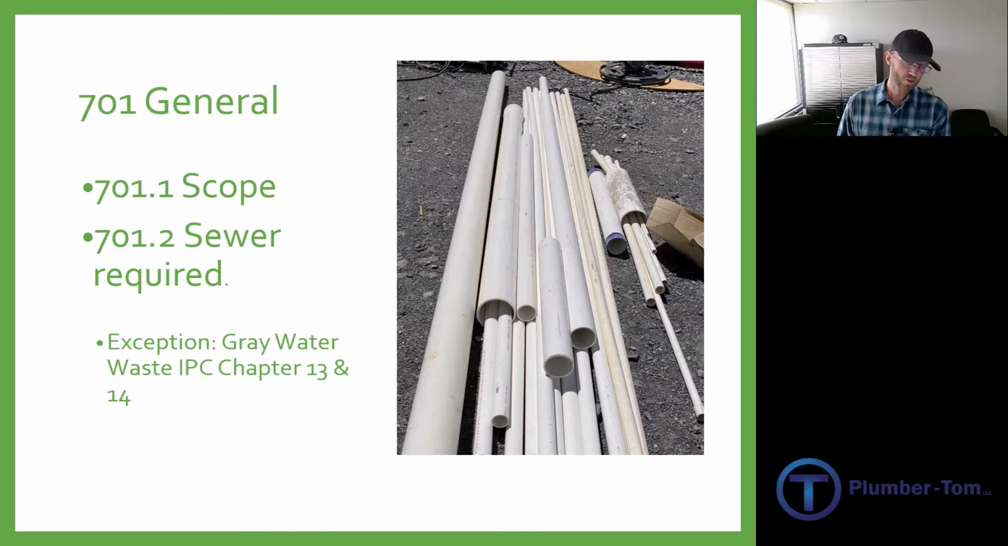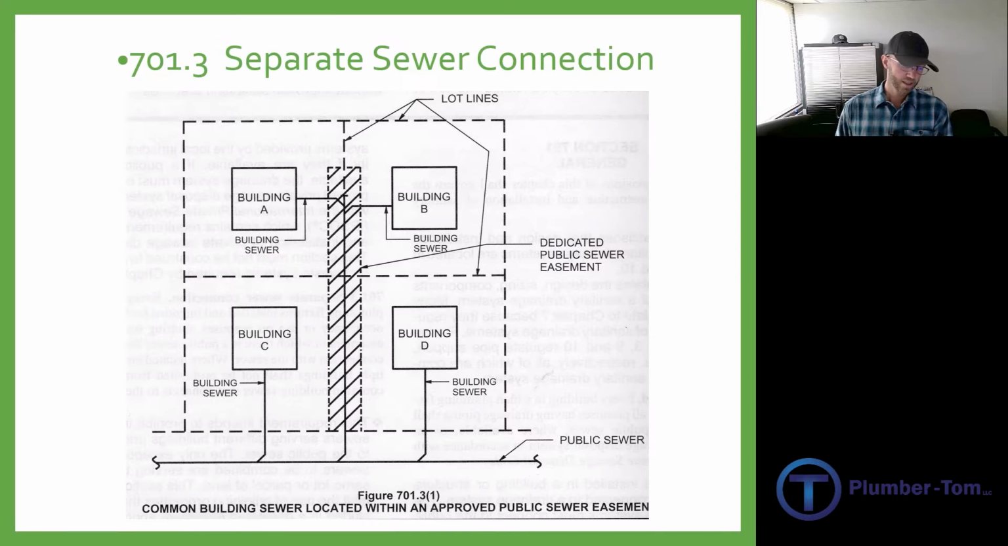One exception to this rule in 701.2 is the gray water systems, where we try to reclaim or reuse some of the wastewater, but nothing that would contain human fecal matter. Gray water is addressed later in this code in Chapter 13 and 14.